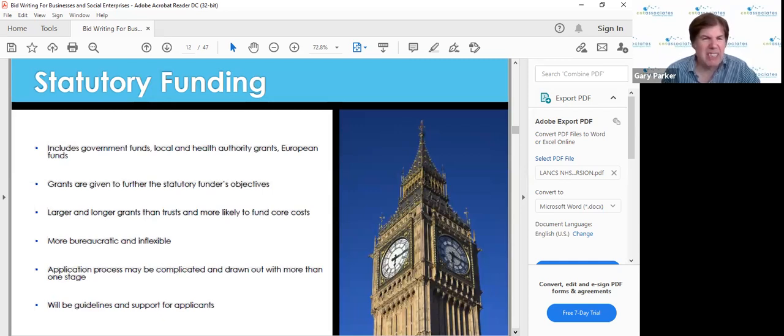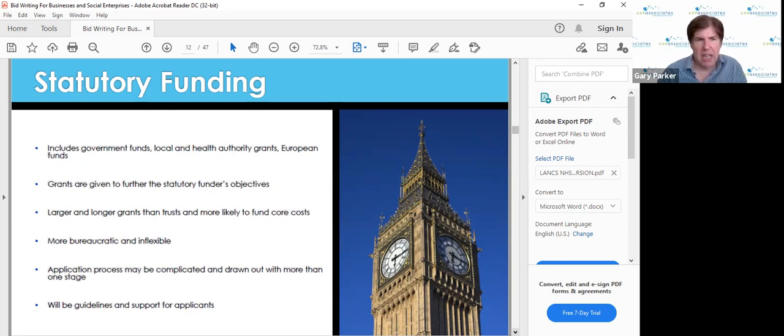In the past, they've done it in other ways. They've just had a general funding call and invited people to submit project applications, and they would review them and possibly fund them. But these days, everything seems to be targeted to, or mostly targeted to achieve aims in local, regional, national communities, whatever they are. And the grants are given to further the statutory funders' objectives.